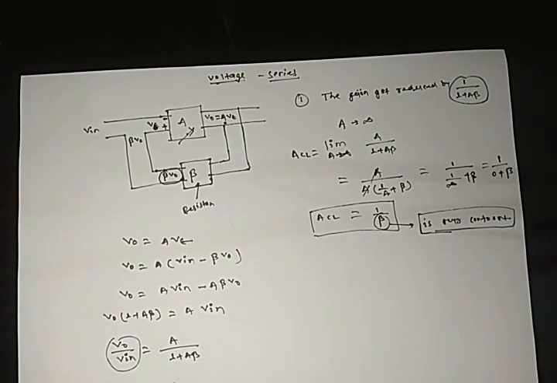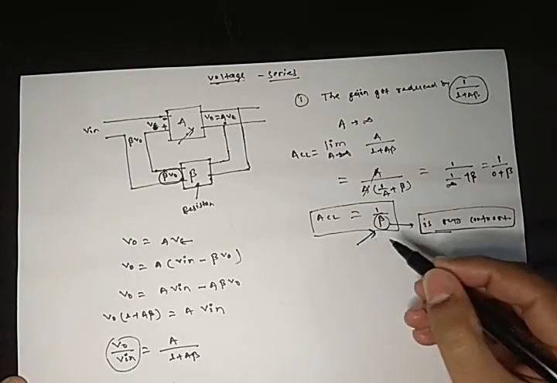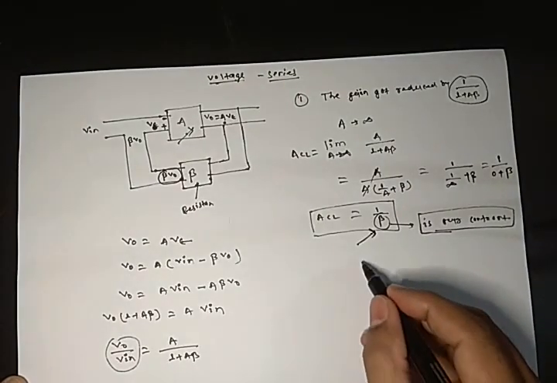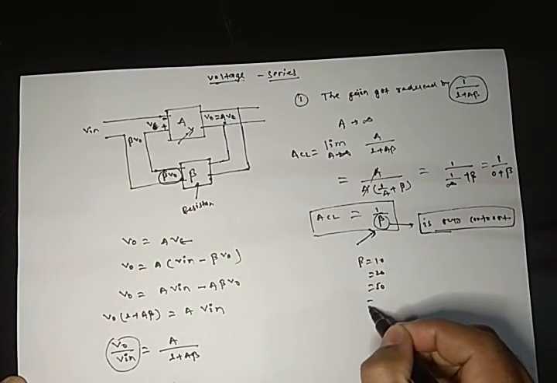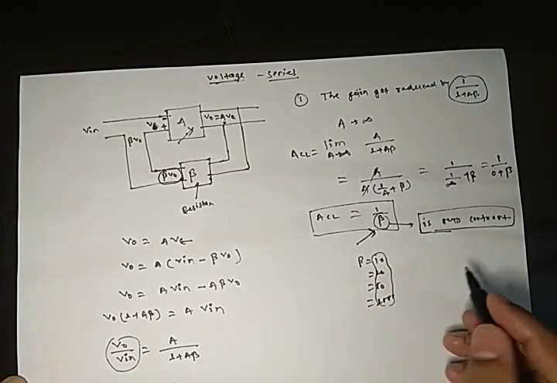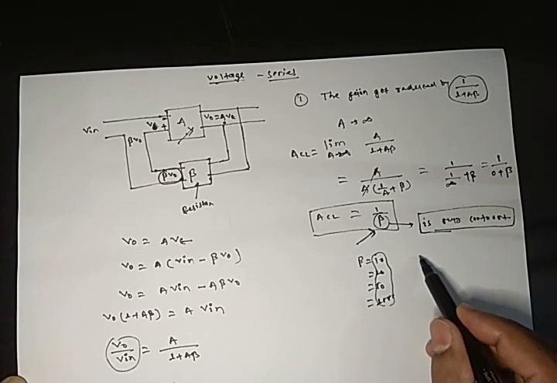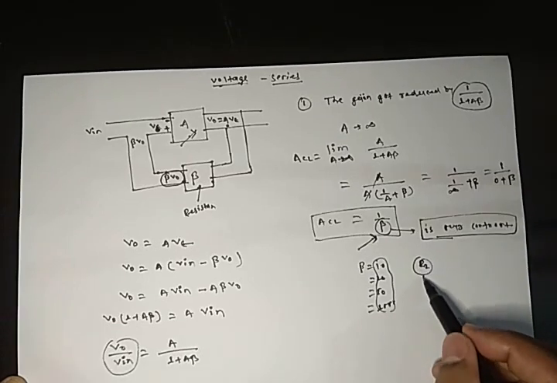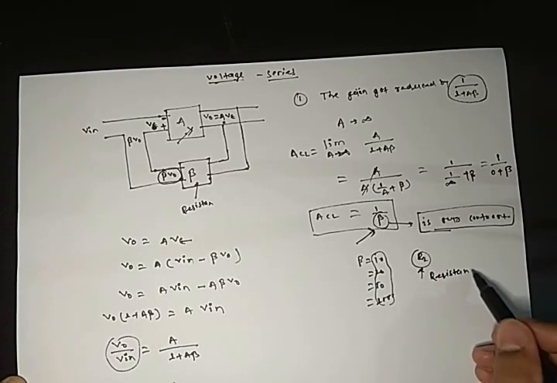So this way the voltage series can be very useful and we can set up the gain in our favor. We can set beta to be 10, 20, 50, 100, any amount we can set by just making R2 or any resistance in our favor.